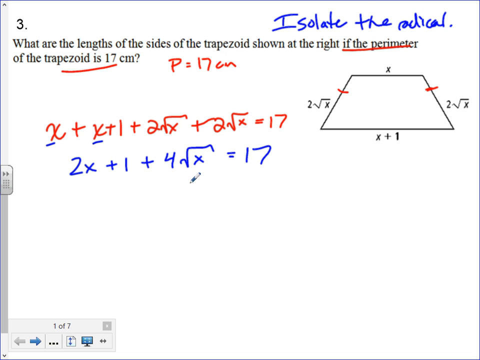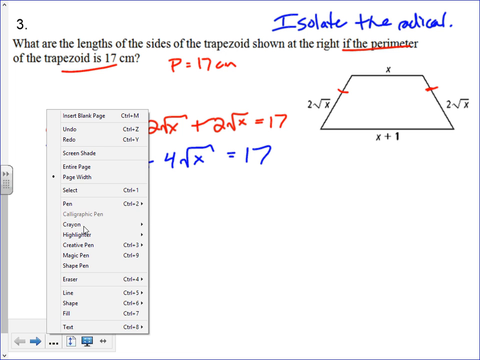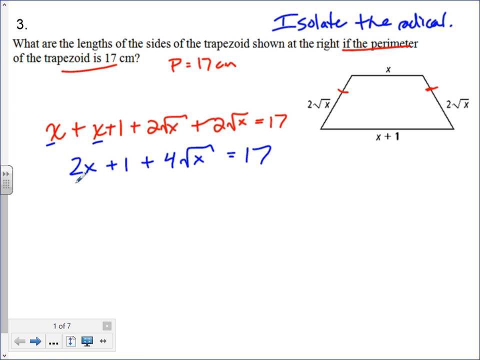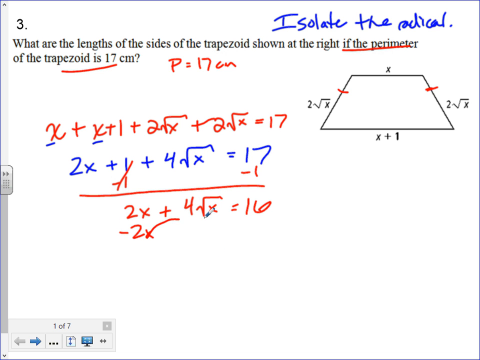Okay. What do you want to do first? We can subtract 1, that's fine. Subtract 1 first. Subtract 2x from both sides.